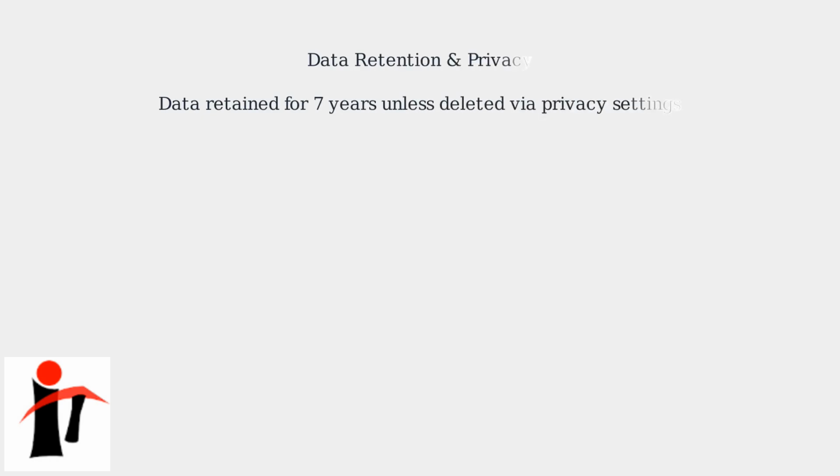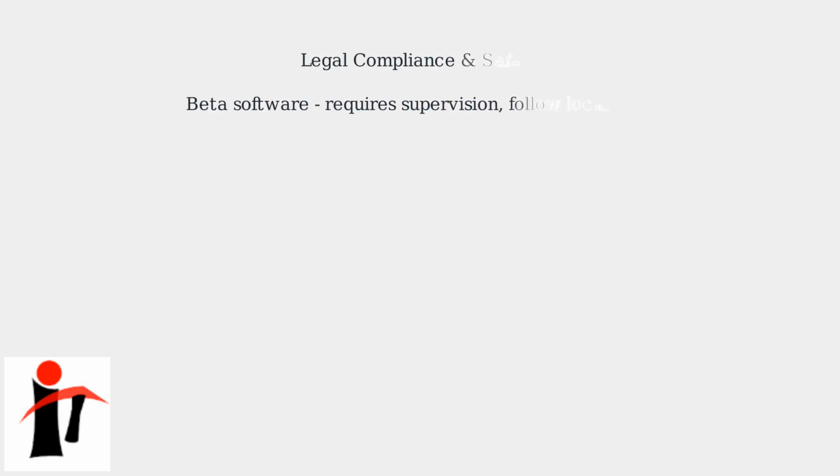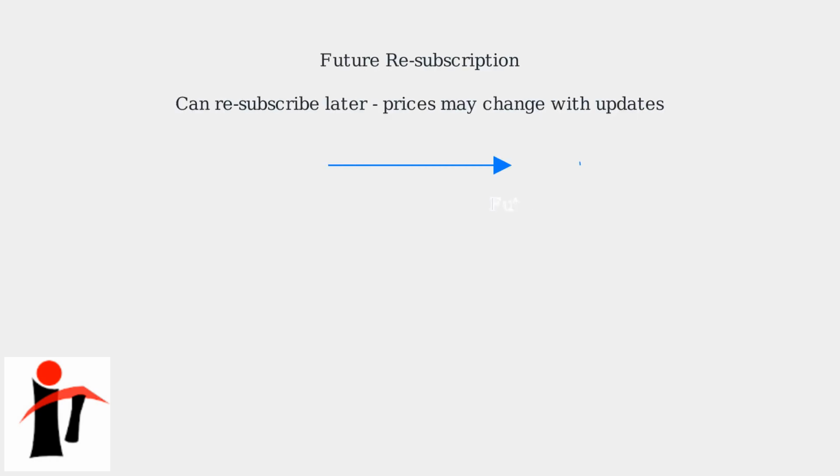Consider data retention policies. While unsubscribing removes your access, Tesla may retain driving data for up to 7 years for AI training unless you specifically request deletion through privacy settings. Remember that FSD is classified as beta software requiring driver supervision, and you must comply with local laws regarding its use in your area. Consider that you can always resubscribe later if Tesla releases significant updates or if your driving needs change, though subscription prices may vary.